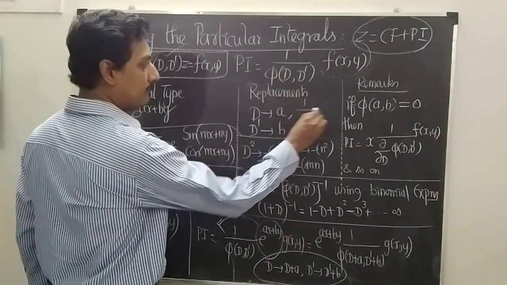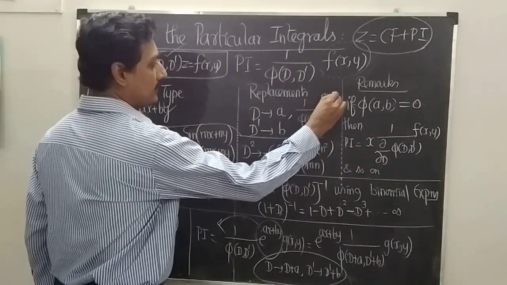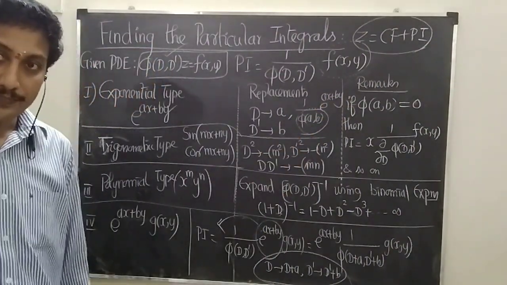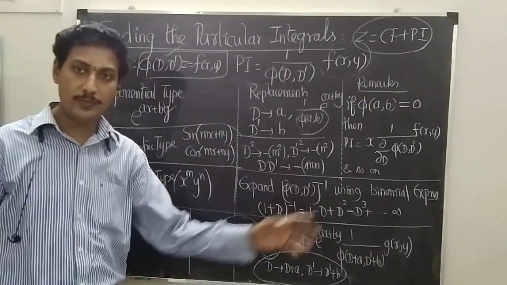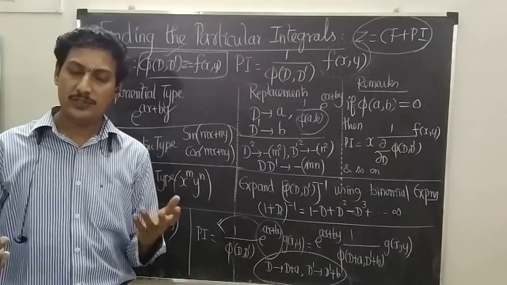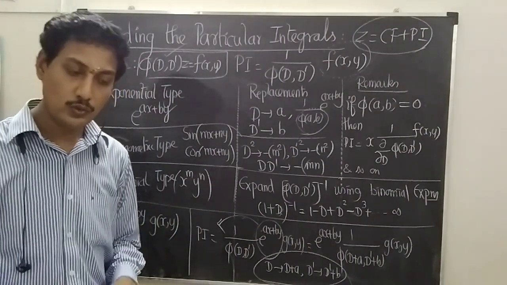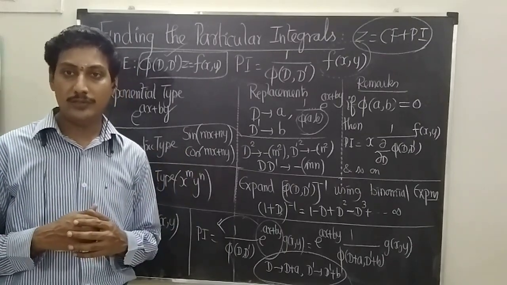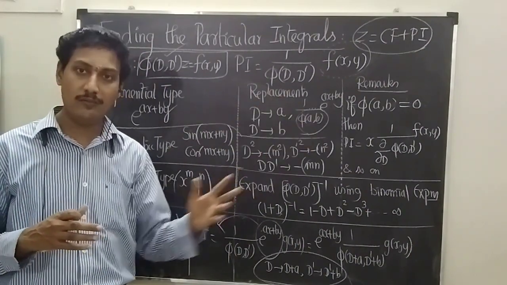So the P.I. becomes 1 by phi of a comma b into e to the power ax plus by, provided the denominator is not equal to 0. Because anything by 0 becomes infinity, no? So once it does not exist, then there is no solution for the given partial differential equation. So to avoid that misunderstanding, to avoid the denominator 0 case, what can we do? Suppose this is non-zero, well and good.